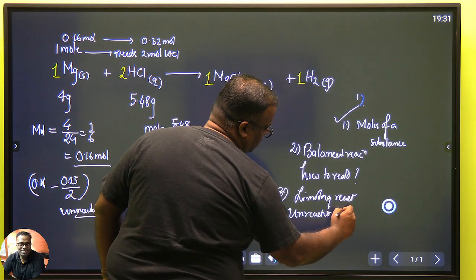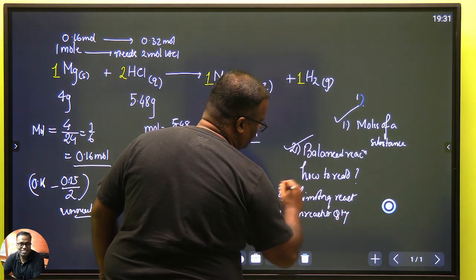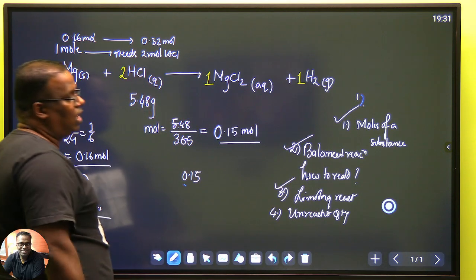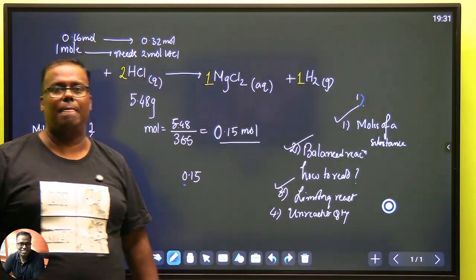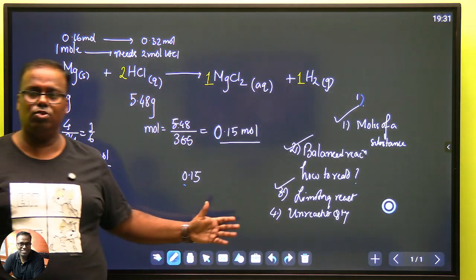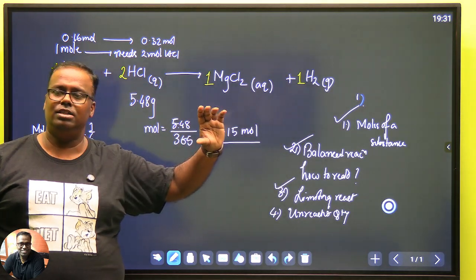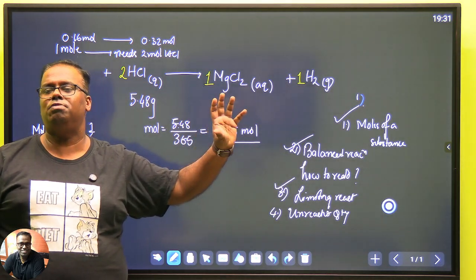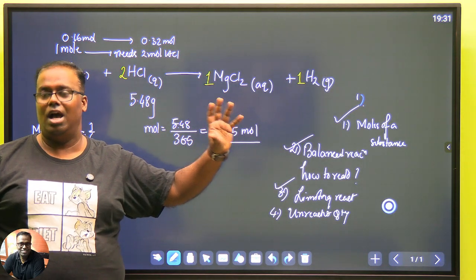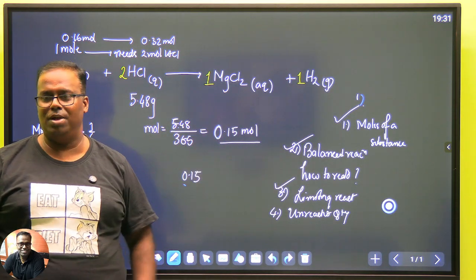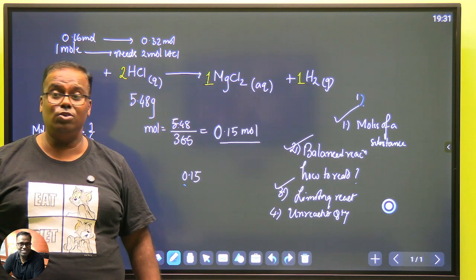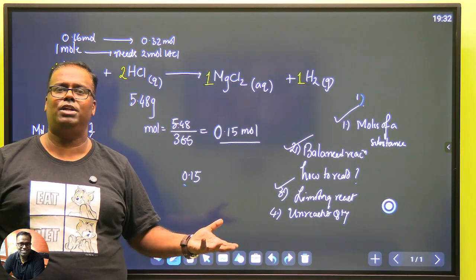And in some questions, if they try to puzzle it further by asking you unreacted quantity, ask yourself a question. I'm putting ticks out here. Can you calculate unreacted quantity? Yeah. In unreacted quantity, we have to just match. One idli needs 1 cup of batter. I have 1.5 cup of batter. How much is unused batter?